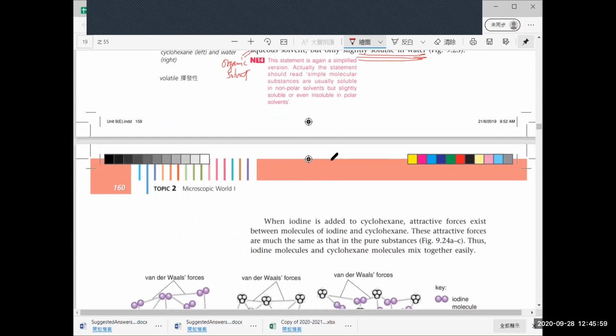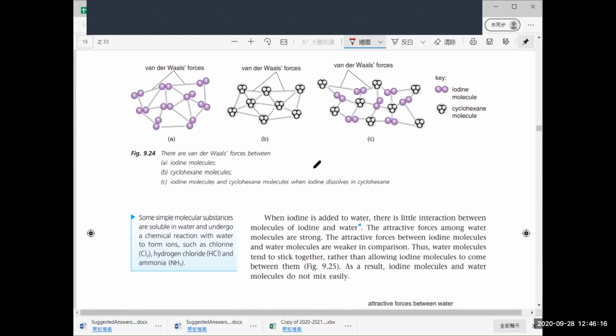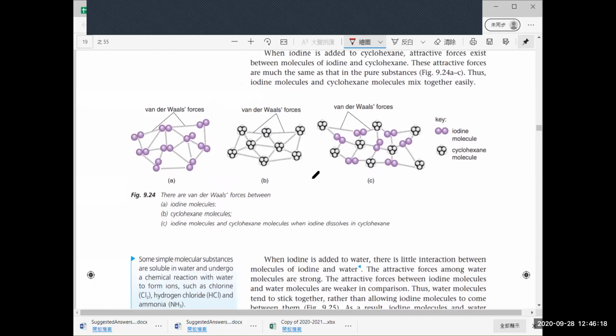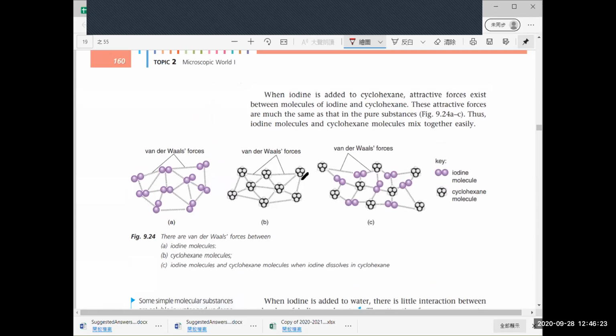Why is it like that? Indeed, if you are going to talk about solubility, you need to consider the attraction forces that exist between different types of molecules. Now take a look at these three models. Can you explain how come iodine would be soluble in cyclohexane? First of all, between iodine molecules, there are van der Waals forces.